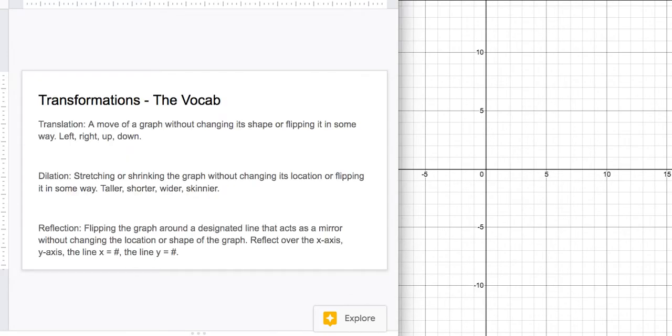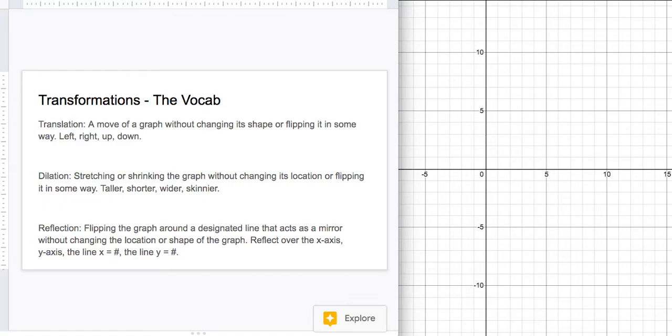The first thing to think about is the vocabulary. There are three things we can do when we transform. We can translate. That's moving the graph without changing any of its shape or flipping it. It's just taking the graph, its existing picture, and picking it up and moving it left, right, up, or down.